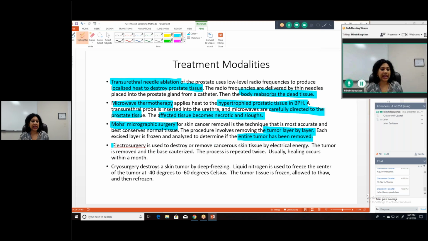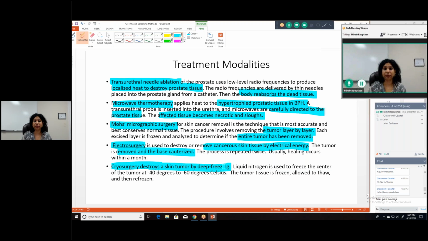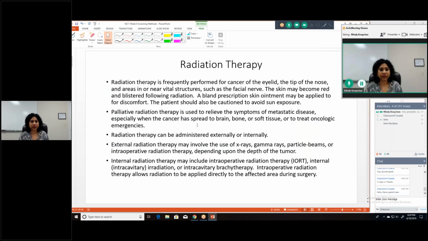They analyze to determine if the entire tumor has been removed. That's Mohs. Electrosurgery is used to remove cancerous skin tissue by electrical energy. The tumor is removed and the base is cauterized. Cryosurgery destroys skin tumor by deep freezing. So just so that you're aware, there are different treatment modalities.